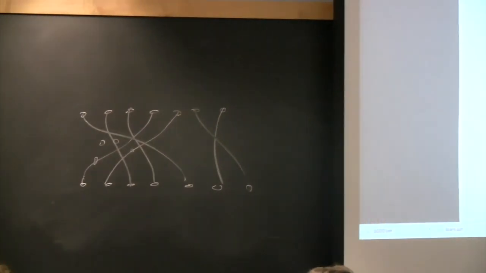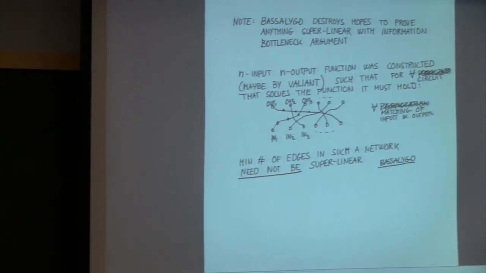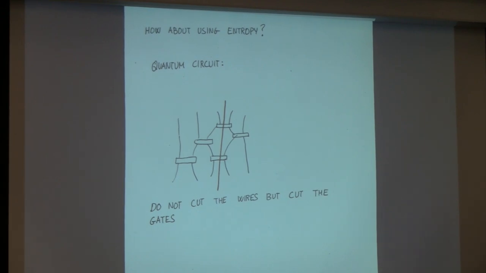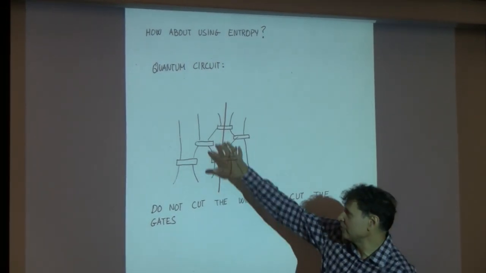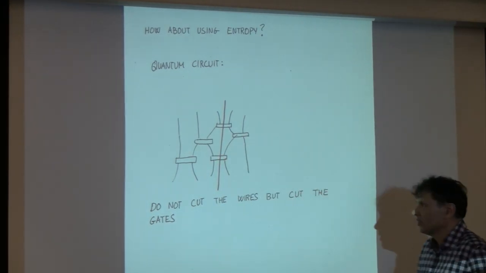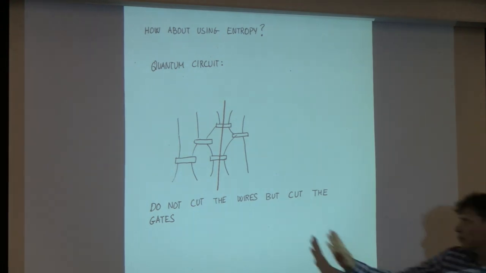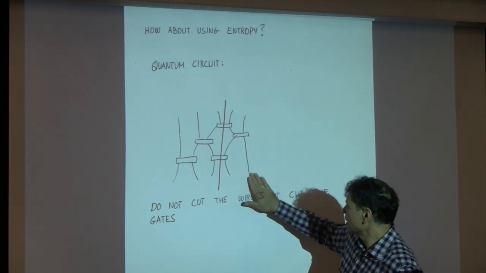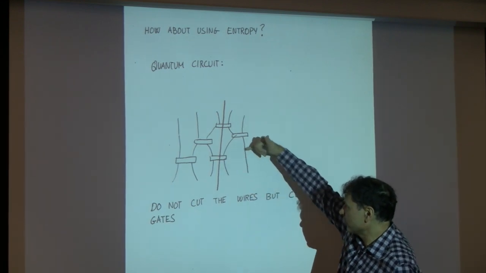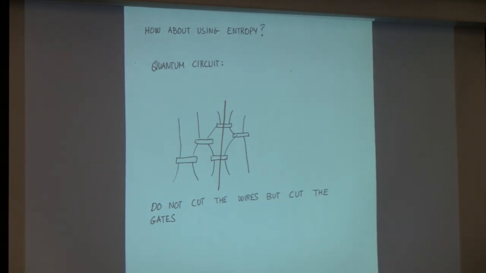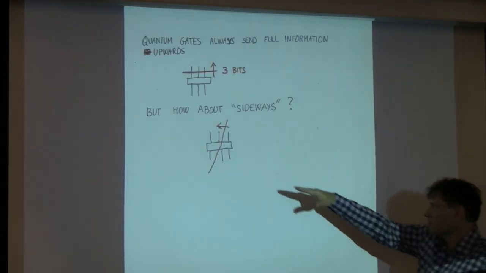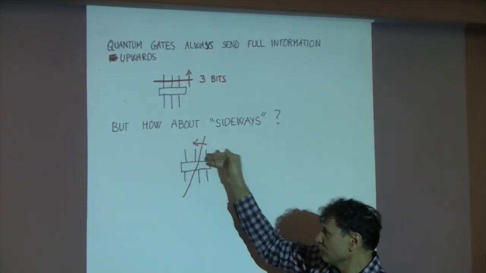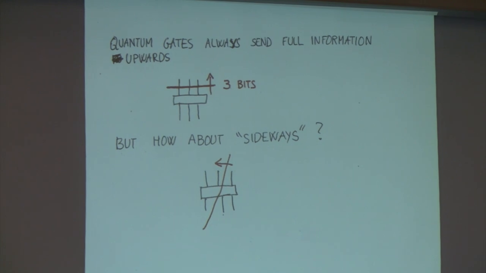So that was sort of the end of the hope that you can do anything with the information bottleneck arguments. We don't have just the geometry of the network, but we also have the gates. So I was looking a little bit at what happens if you actually cut the gates and not the wires. Because wires actually forward one bit of information, but if you look at it sideways, here is what I mean: if I cut it this way then that's 3 bits of information. But maybe these gates are not interacting too well sideways, so at least I could improve on the constants.